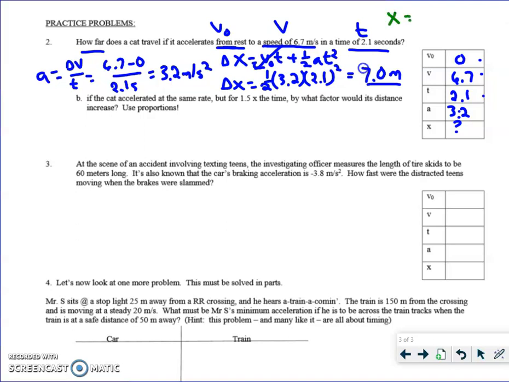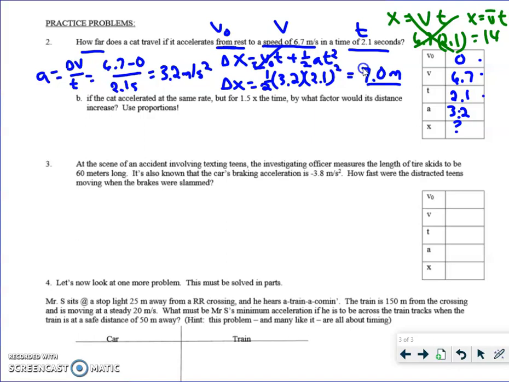They'll just say x equals vt, and they'll put in 6.7 multiplied by 2.1, and they'll get an answer of about 14, which is not coincidentally twice the value of this. So don't do this. First of all, there is no equation that says x equals vt. It's x equals average speed times time.